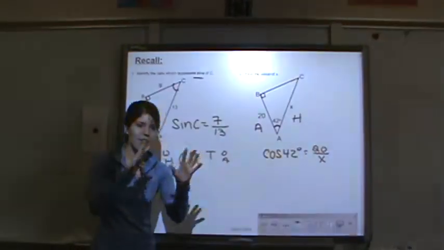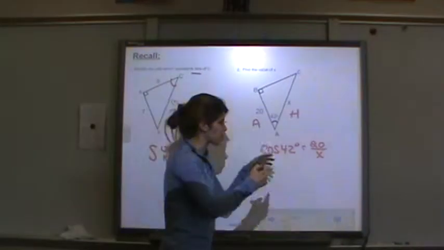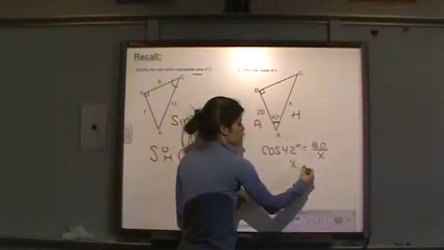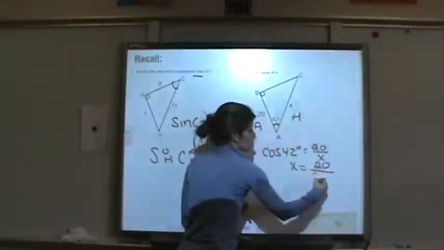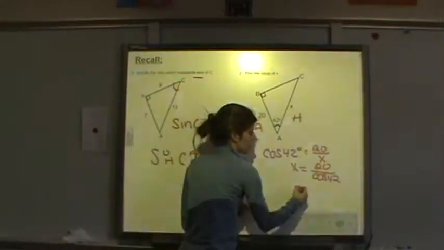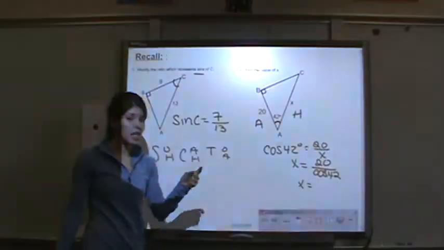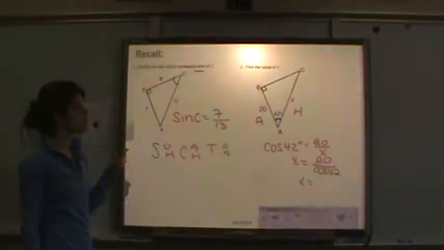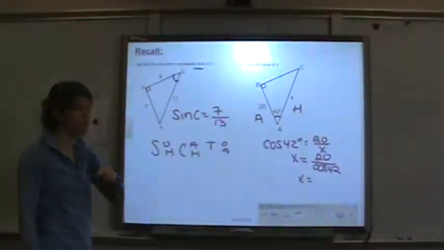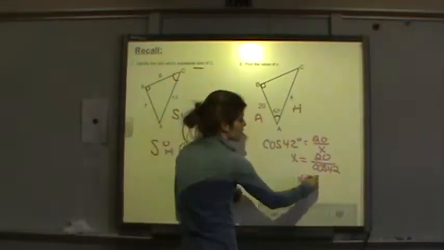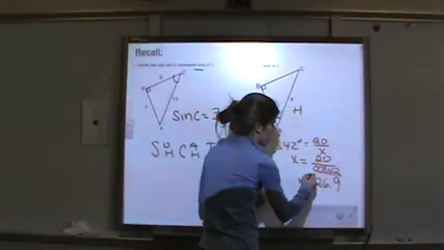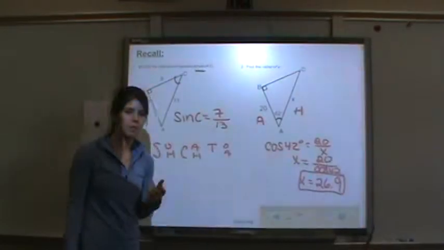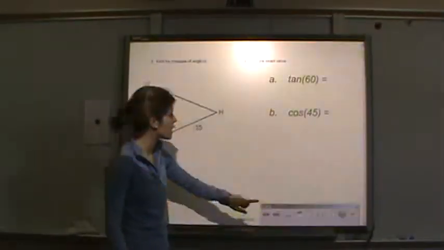So remember, we have our little trick. We can go through the algebra, but we have our little trick to solve for x. Basically, it's 20 over cosine of 42 degrees. So if we punch that in our calculators, and we have to remember to be in degree mode for these problems, because these are in degrees, not radians. Okay, if we solve that then, we get 26.9 for our side length. So that's an example of how to find a side length.